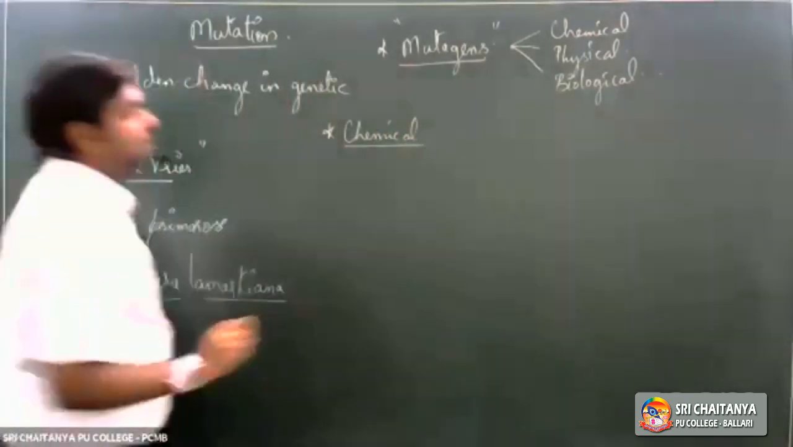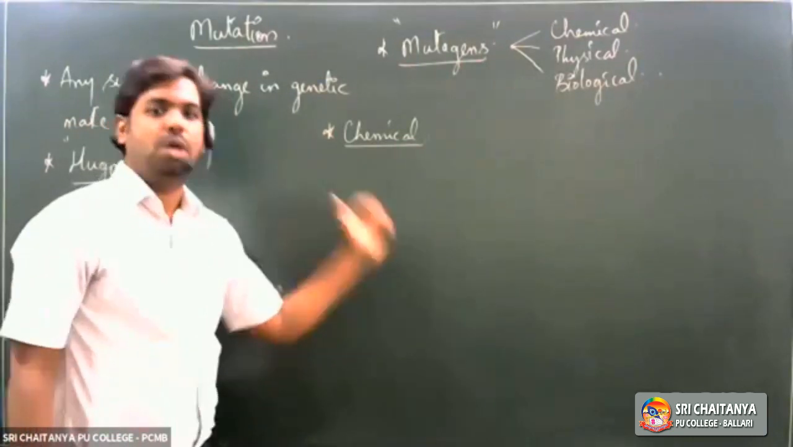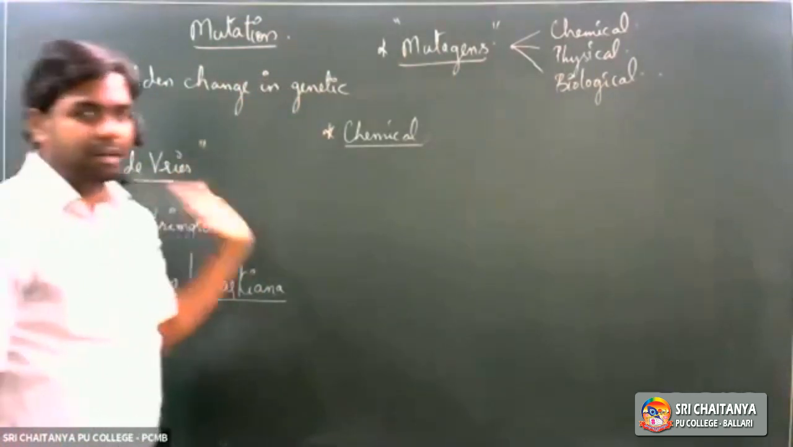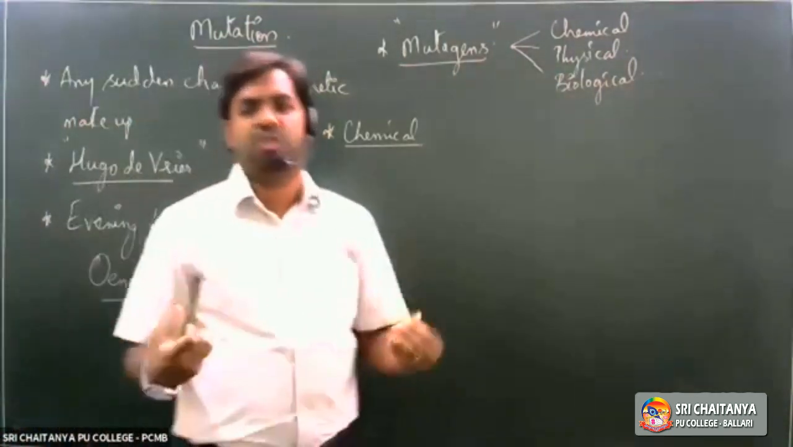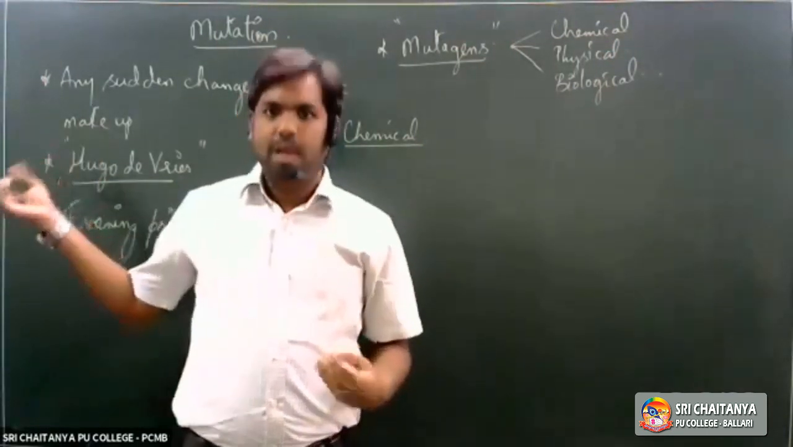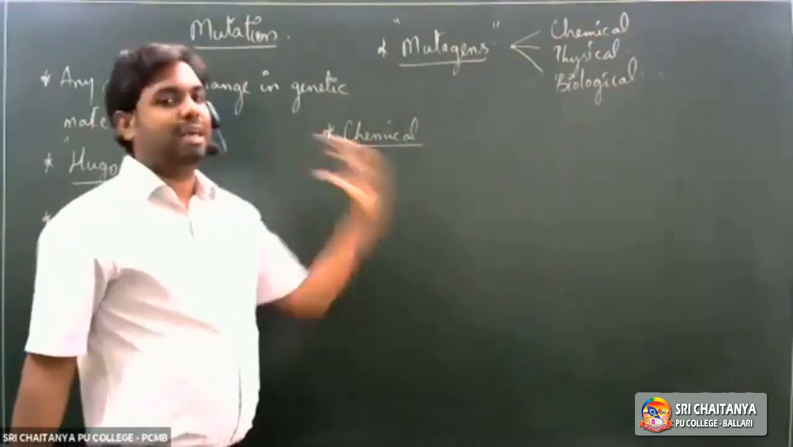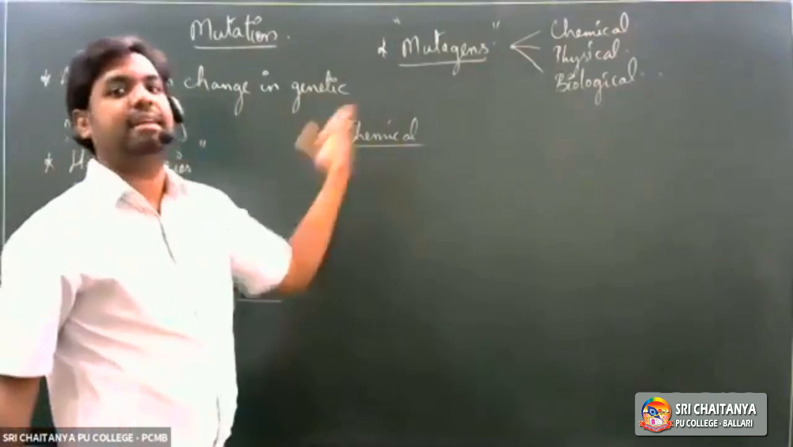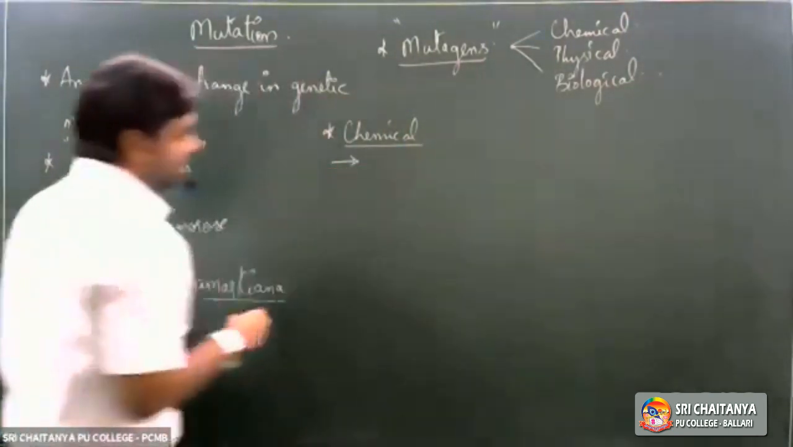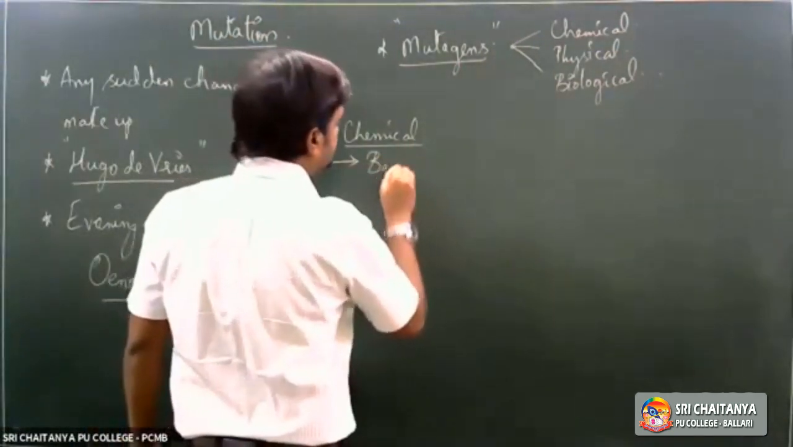When we talk about chemical mutagens, from the name itself we can make out there are certain chemical substances which are involved in bringing about the change in the genetic material. If there are any chemical substances involved in bringing about the change in the genetic makeup, we start calling them chemical mutagens. These chemical mutagens fall under different categories, of which the first one is called base analogs.